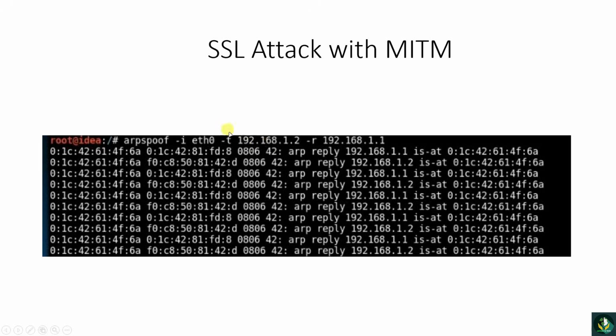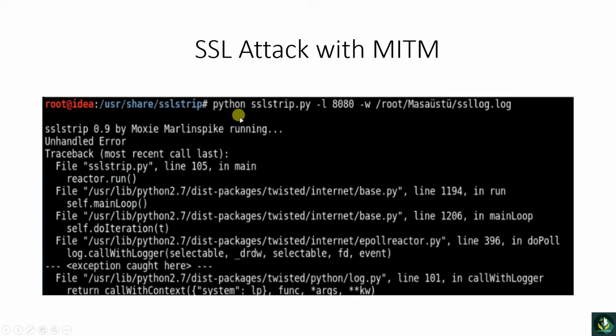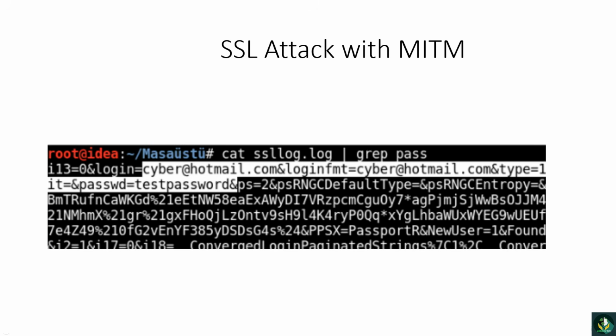Then what you have to do is send this from this IP to this IP. As you already know, this is the gateway IP and this is our victim computer. So this is the total arpspoof command in the terminal. After that, when you enter this command in the terminal, it is going to give you the password in a log file.